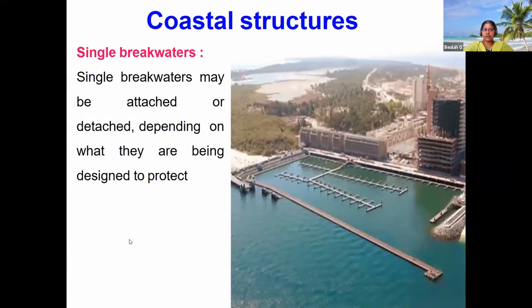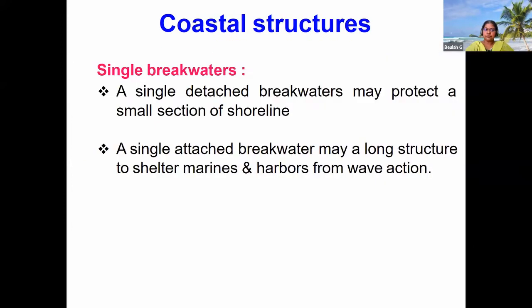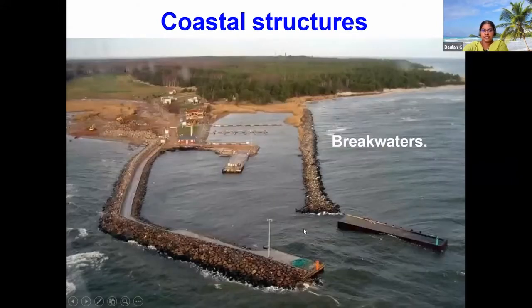So this is a photograph in which a single breakwater is attached or detached, depending on what it is designed for. A single detached breakwater may protect a single section of shoreline. A single attached breakwater may be a long structure to shelter the marinas and the harbors from wave action. So this is a good example of a breakwater, and this is another adjoining breakwater.